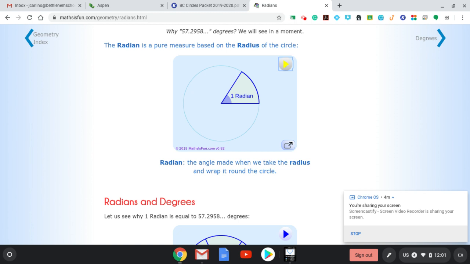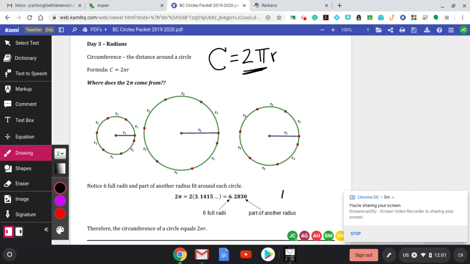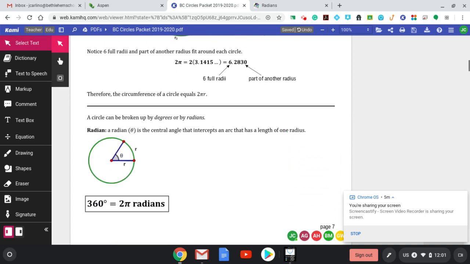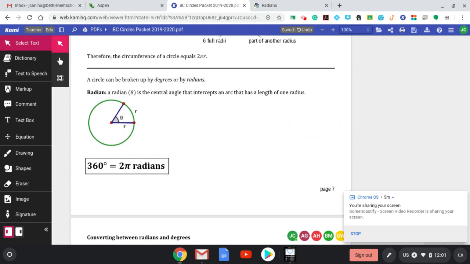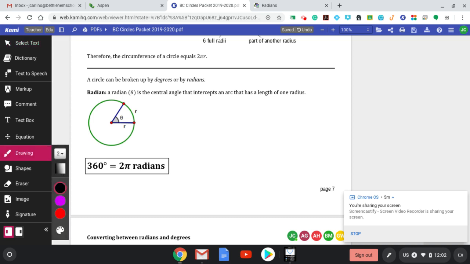So going back to your notes here, 360 degrees is equal to 2 pi radians. And if you want to know as well, it's not necessary, but 1 radian is equal to about 57.3 degrees.